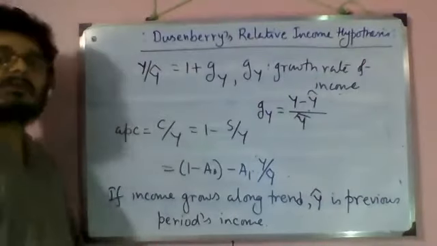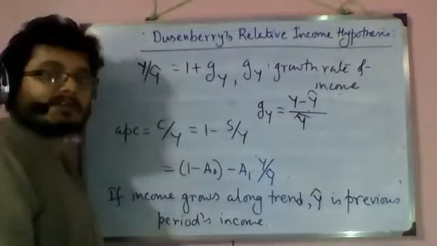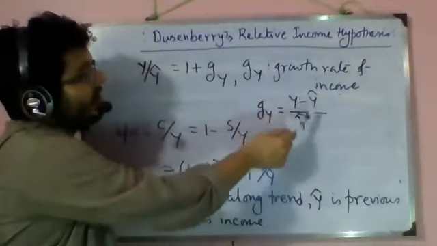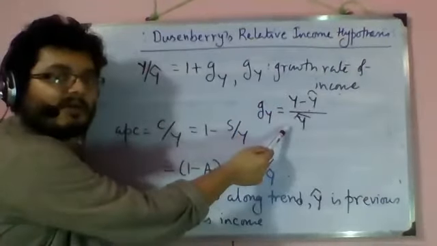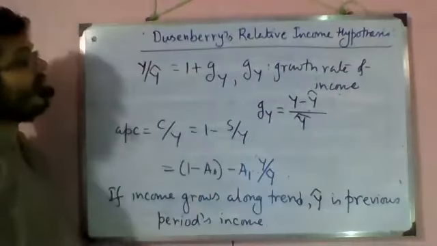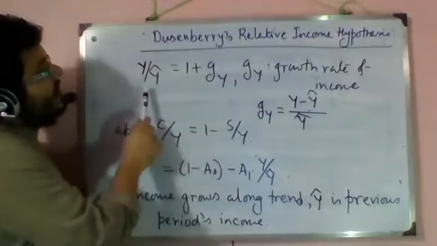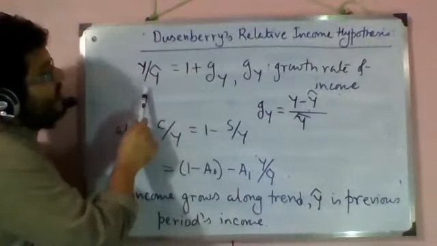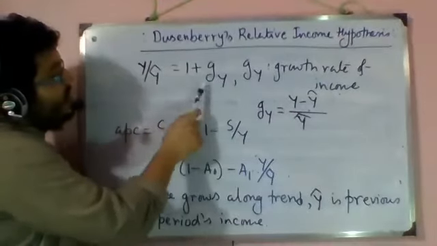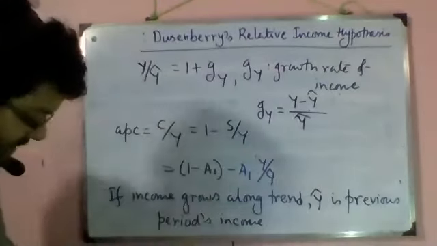Okay, so let's go at it again. Previous period's income, this is current period's. So obviously this ratio will give me the growth rate of income. So now from here we see that this relative ratio of current to peak is related to the growth rate of income.